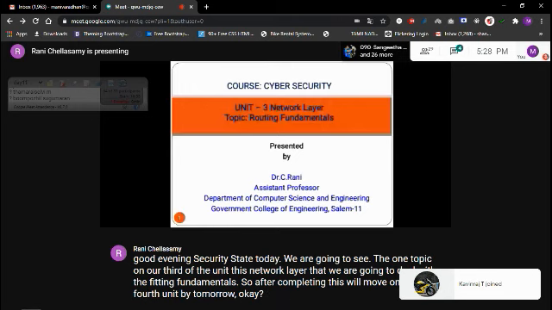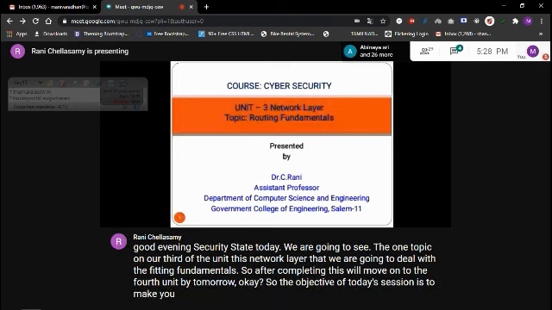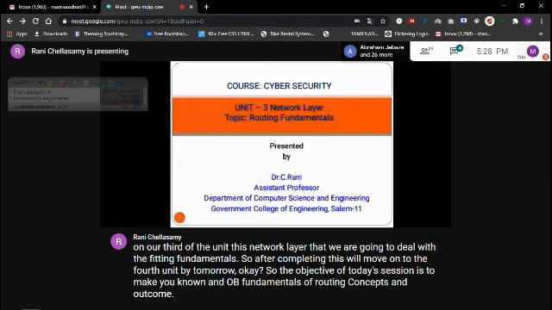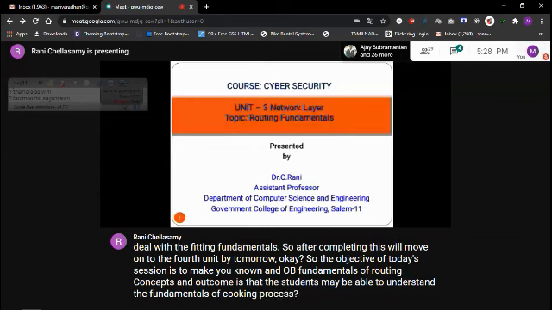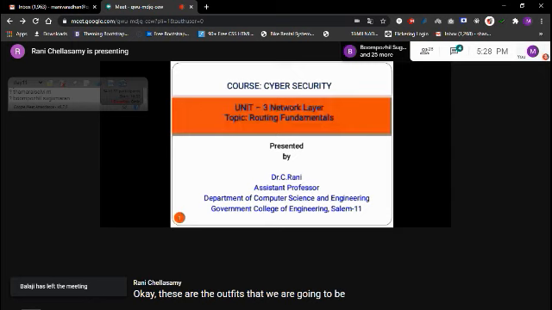Okay. So the objective of today's session is to make you known about the fundamentals of routing concepts, and the outcome is that the students may be able to understand the fundamentals of routing concepts. Okay, these are the outlines that we are going to deal in today's session.